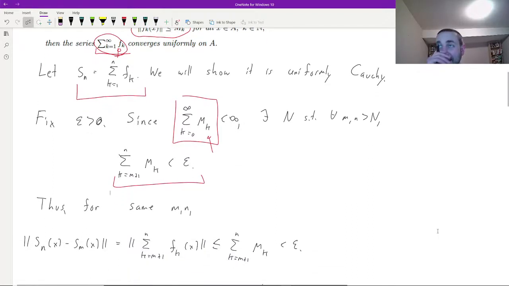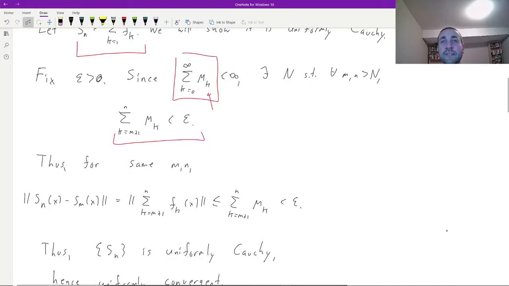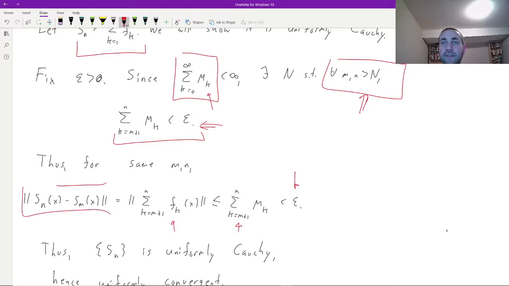If we choose exactly the same little m and little n, then the difference between these partial sums, S_n of x minus S_m of x, is equal to exactly the norm of this partial sum here, and using the triangle inequality, that's less than the sum of the M_k's, and using this inequality here, that's less than epsilon. So what have we just done? We've checked that for all m and n bigger than N, this quantity, S_n of x minus S_m of x, is less than epsilon.